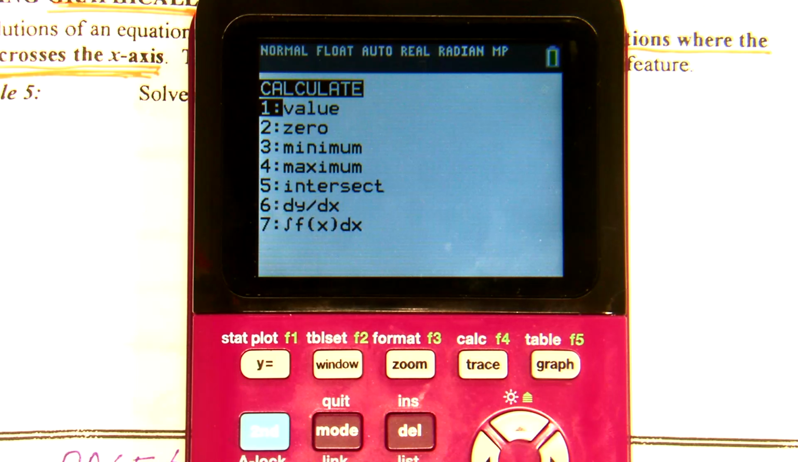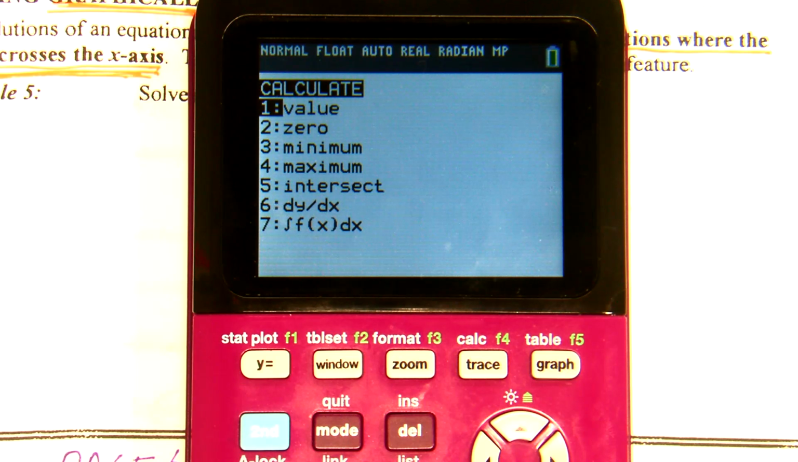It's a very handy menu. It's probably one of the things you'll use the most on this calculator. Value, 0, min, max, intersect, and then a couple of calculus topics. Okay. What's another name for the x-intercept, where we cross the x-axis?